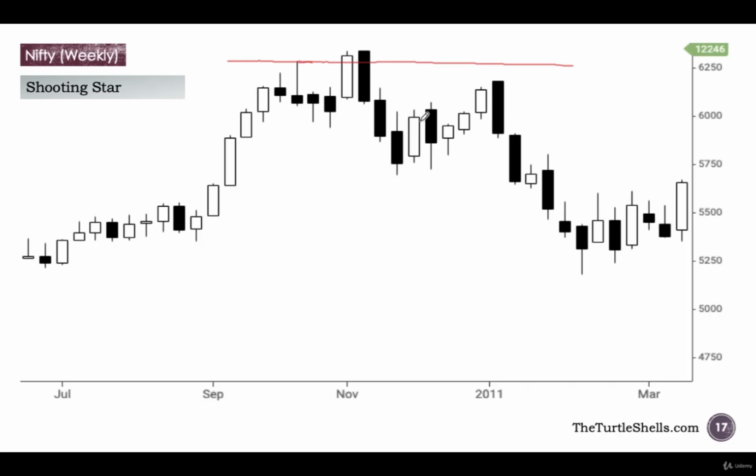When such kind of things happen, then we say that the resistance still holds, that although it is broken, this area itself, if I look at this area, that is where the bears are coming back into the market aggressively. So in this case, although our stop loss was hit, here we got a confirmation that the resistance area is still holding and we can initiate another short position in this market.